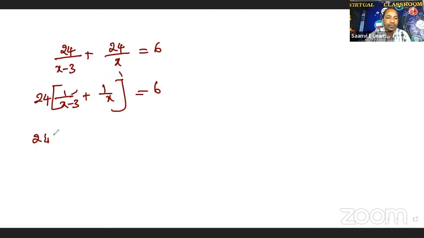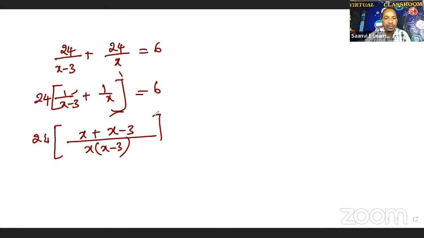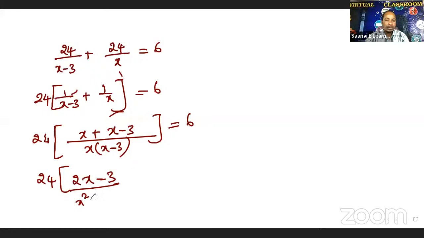Now inside take the LCM, x into x minus 3 is the LCM. So here x minus 3 cancels, x will be plus, here x minus 3 will be, that is equal to 6. Okay, children, now 24 of x plus x is 2x minus 3 by x square minus 3x, equal to 6.